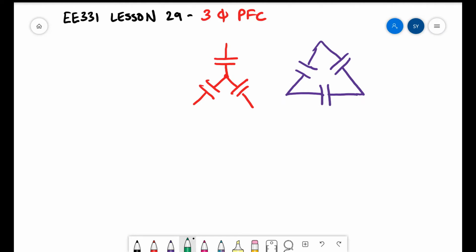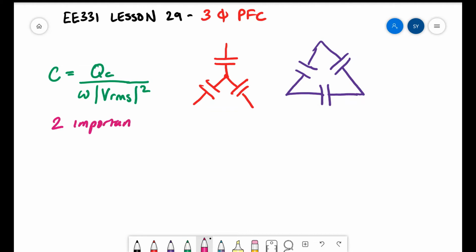The equation for power factor correction is still the same. It's still C equals QC divided by omega magnitude of volts RMS squared. Now there's two important details about this equation at three-phase.